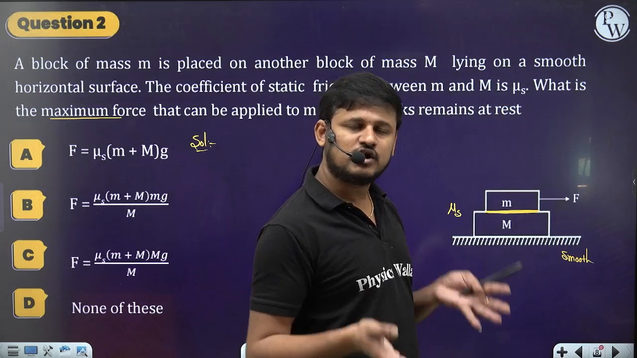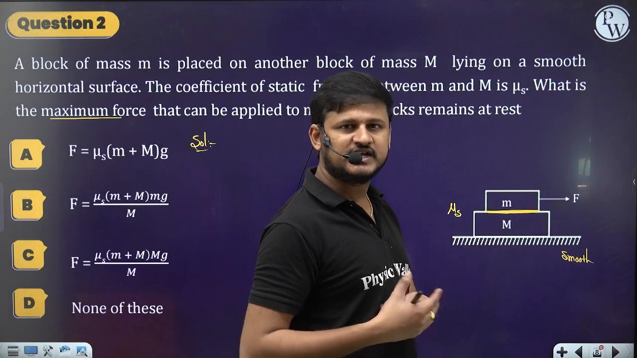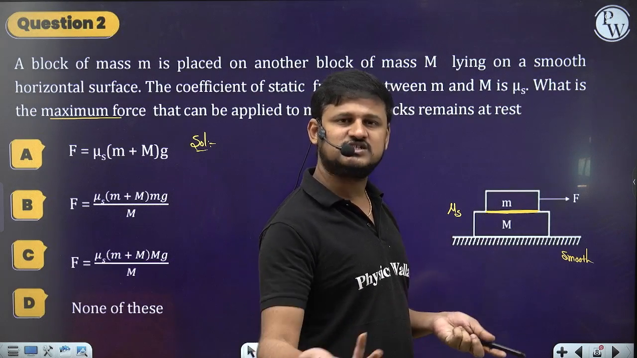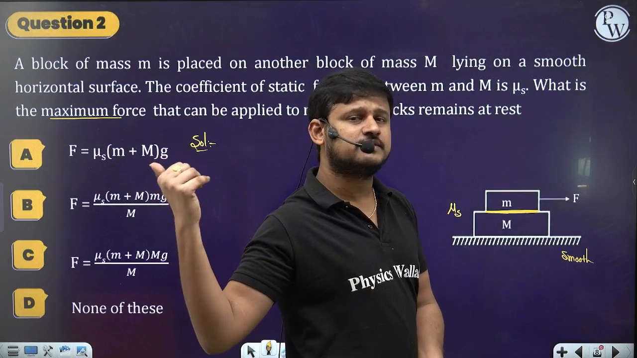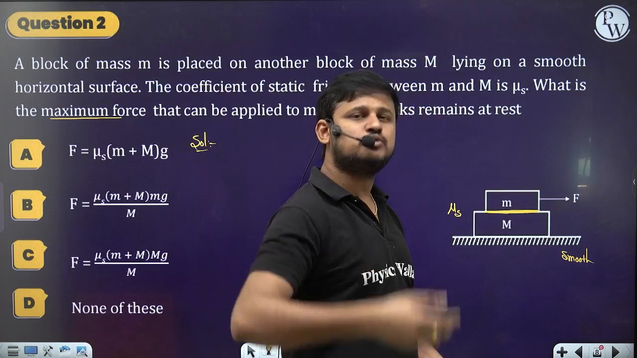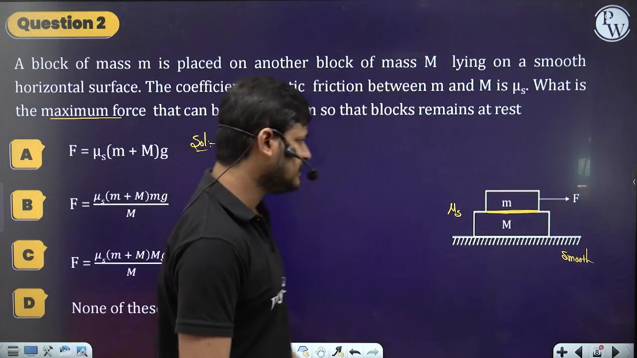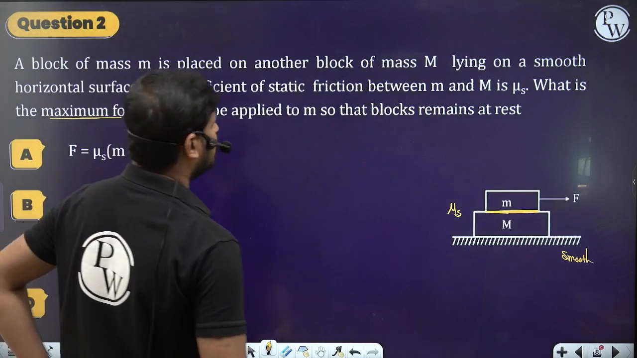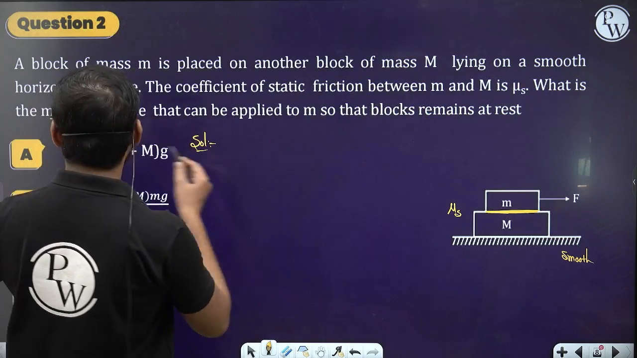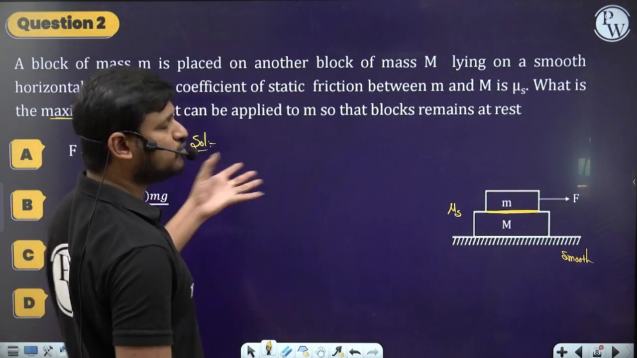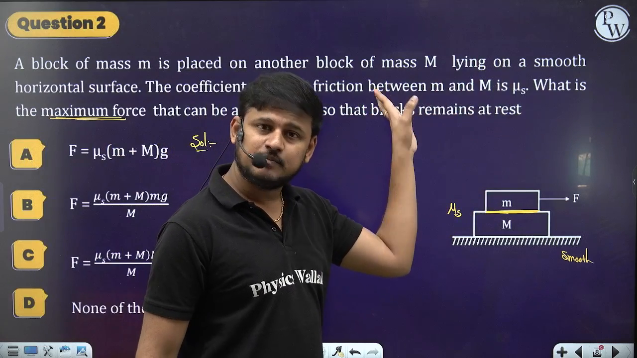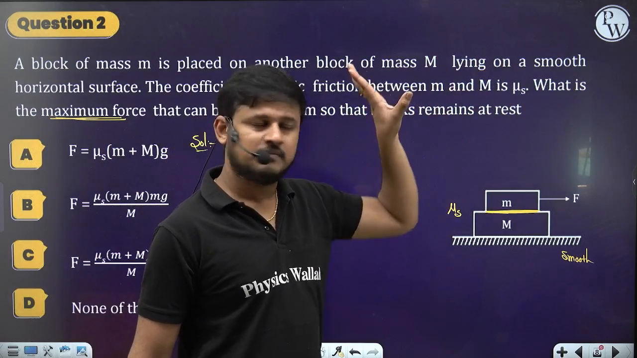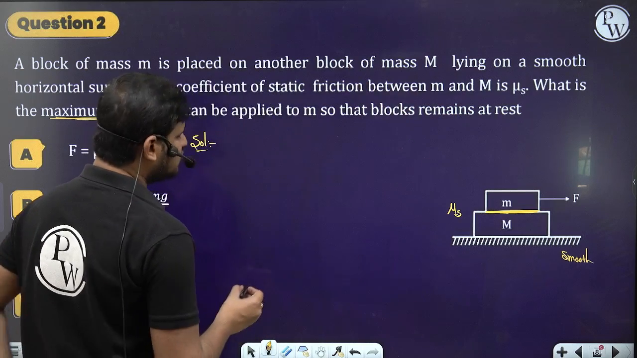Yes or no? If you are sitting in the bus and your friend is also sitting next to you, if you see each other, you are at rest with respect to each other. But for the person observing from outside, you both are in motion. This basic thing is clear, right? Chalo. So here they are simply asking what is the F max, the maximum force for which both the blocks will move together. Blocks remaining at rest means they move together. That's a basic understanding. So now follow the easy steps.